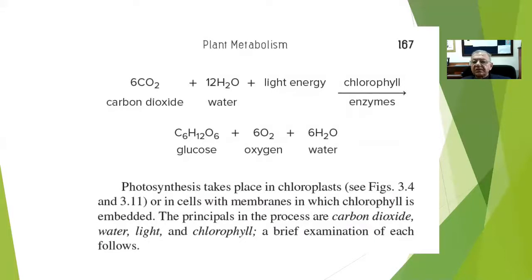6 CO2 plus 12 H2O, this is called raw material, and then this in the presence of light and chlorophyll will form glucose, C6H12O6, and oxygen is released. Along with this, 6 water is also given out. So this is the latest summary equation for the process of photosynthesis, and this is what you have to remember.